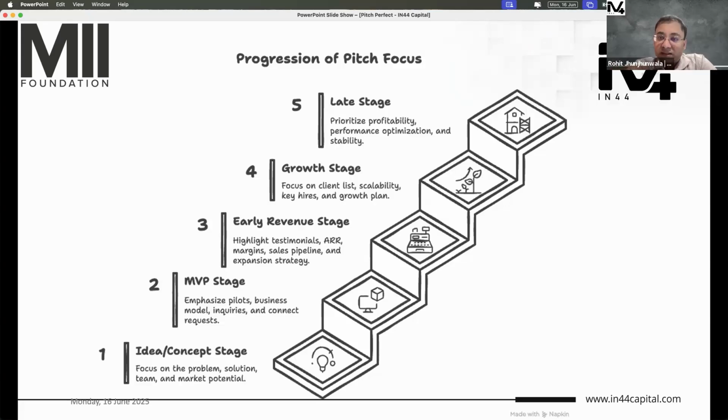Also, let's say if you have an idea stage or if you're just starting up, the only thing that you can pitch is your story, right? Why are you starting it up? What is the problem? What is the solution you aim to solve? How big is the market? Those are the things you are selling. You're selling an idea. You're selling a story.